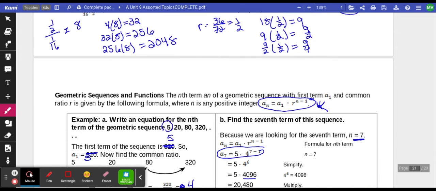So in geometric sequences and functions, the nth term of a geometric sequence with the first term a sub 1 and common ratio r is given by the following formula. This is a formula you must memorize.